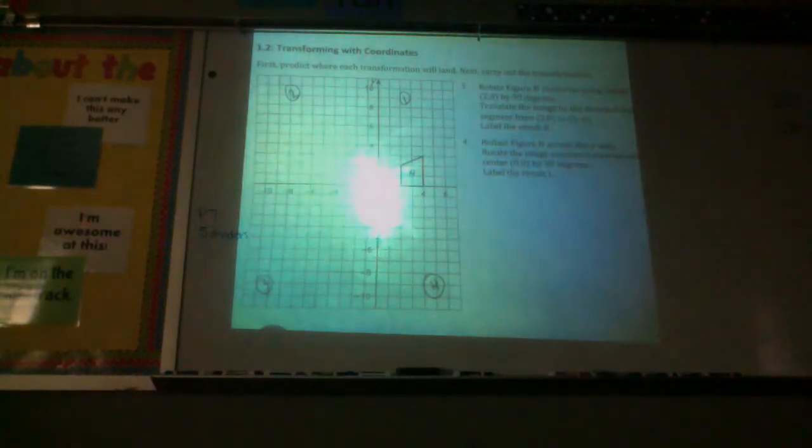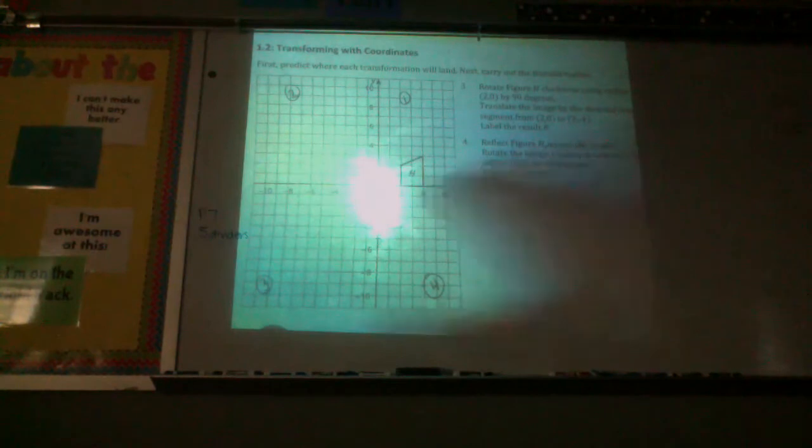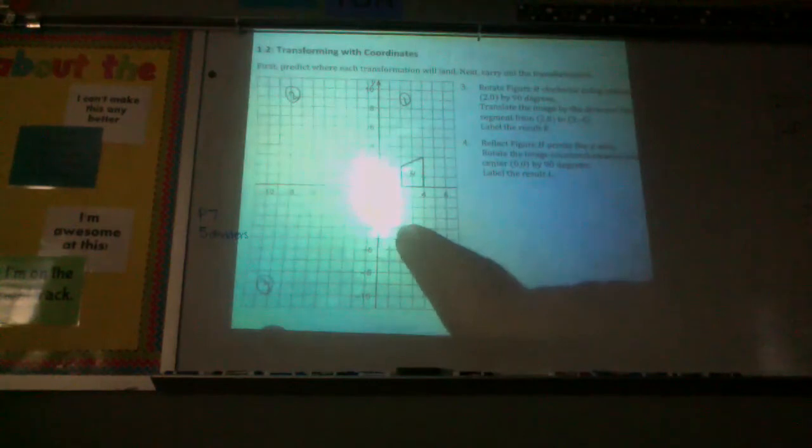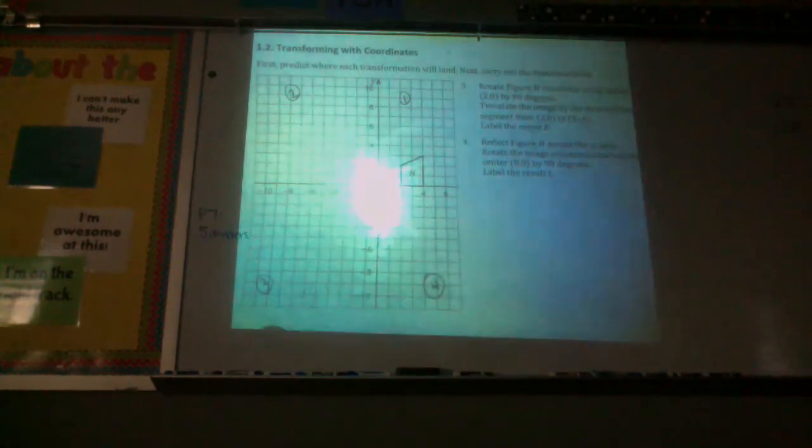Clockwise. Quadrant 1, 2, 3, or 4. I just need a guess. 3? Yep. Somebody said 4. Clockwise and then translate, 90 degrees. So, 3. Okay, so let's go ahead. Some people said 3, some people said 4.